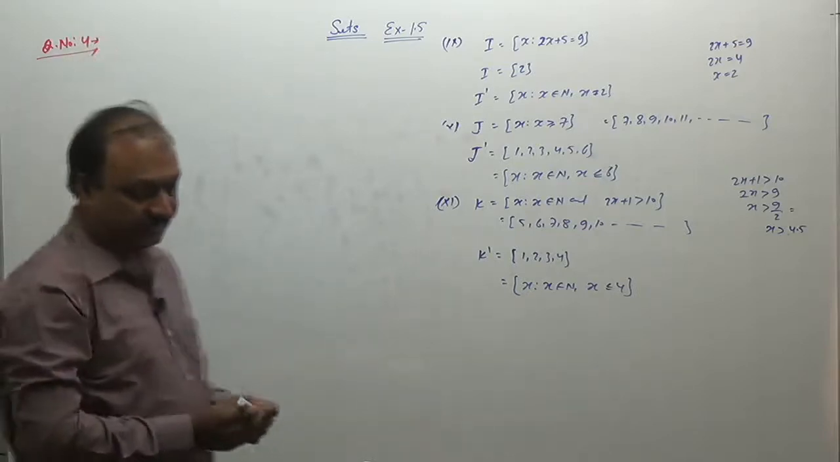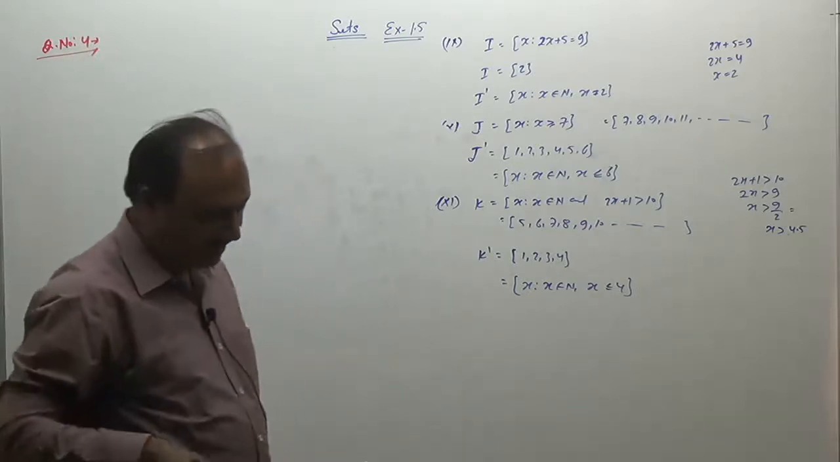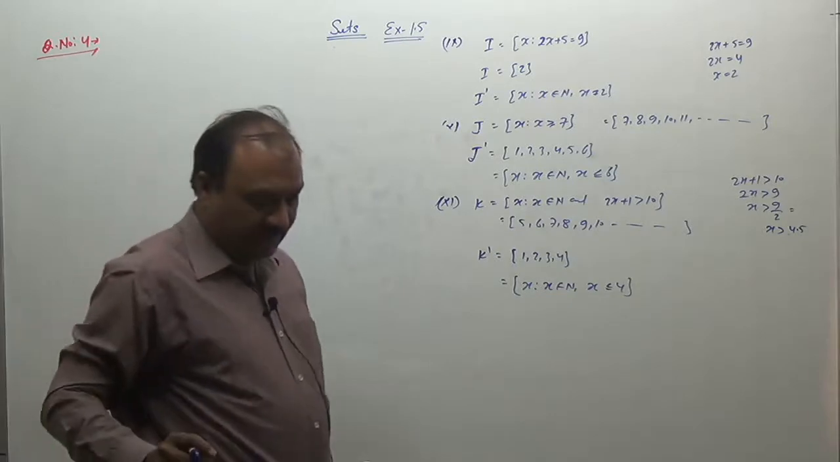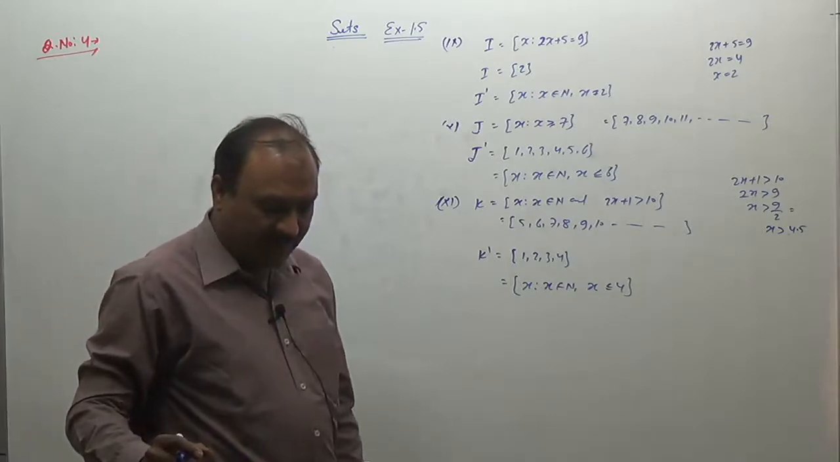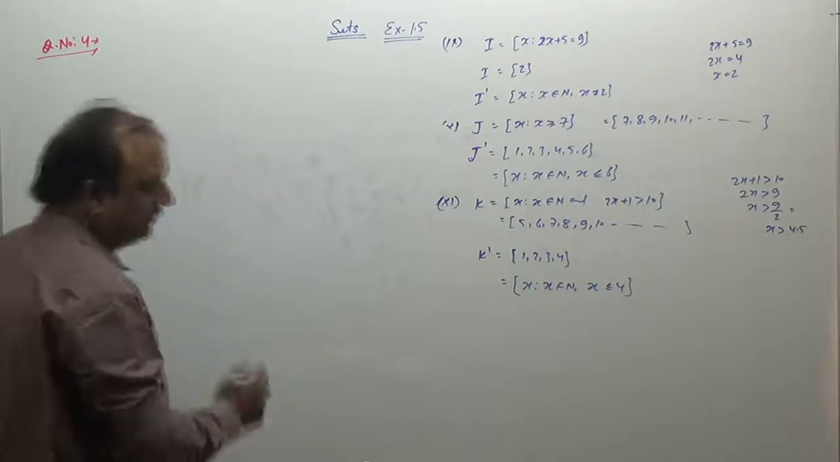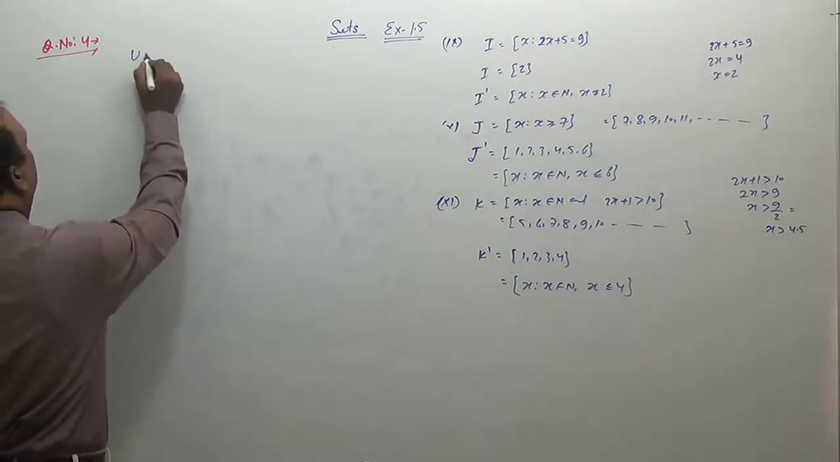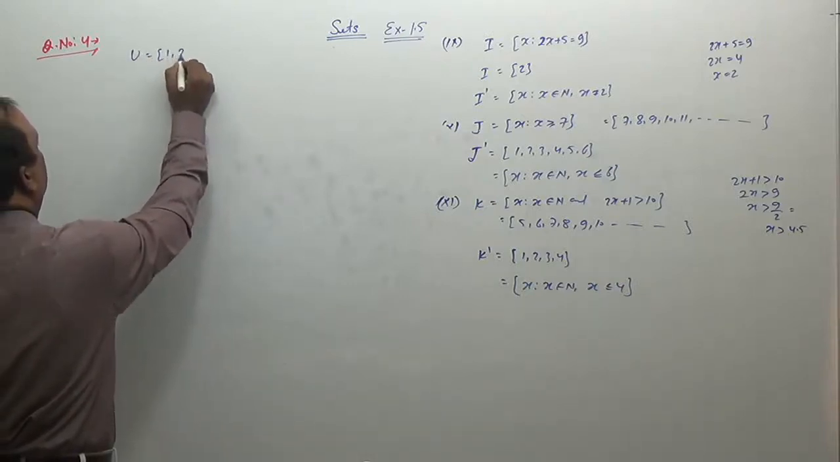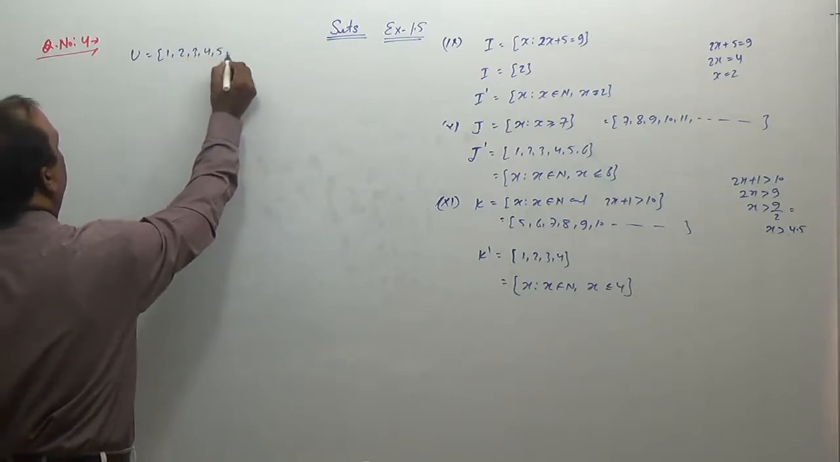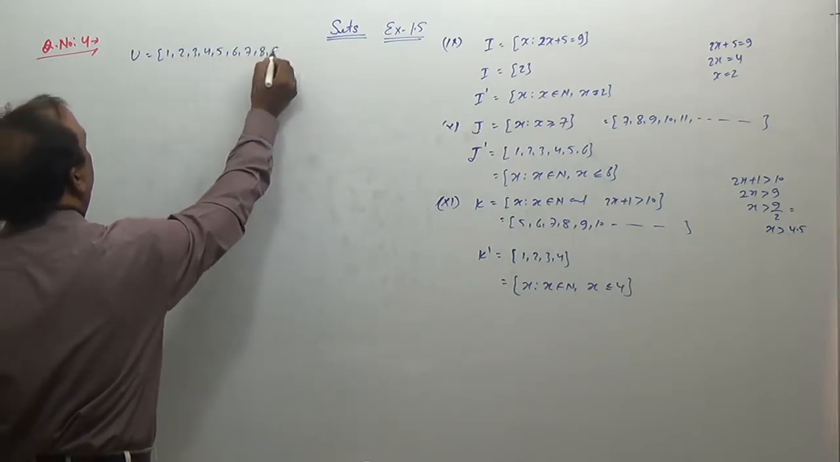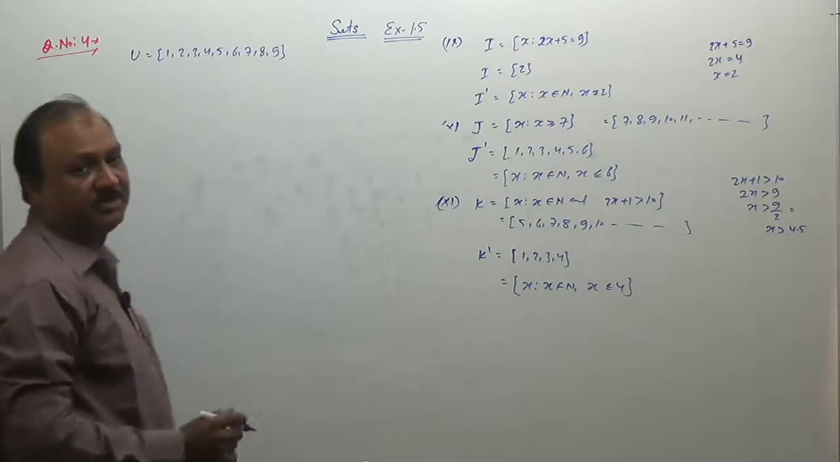Question number 4 is, let U be the universal set of the elements 1, 2, 3, 4, 5, 6 up to 9. There is a universal set of elements 1, 2, 3, 4, 5, 6, 7, 8 and 9. ये यहाँ पर universal set given है.